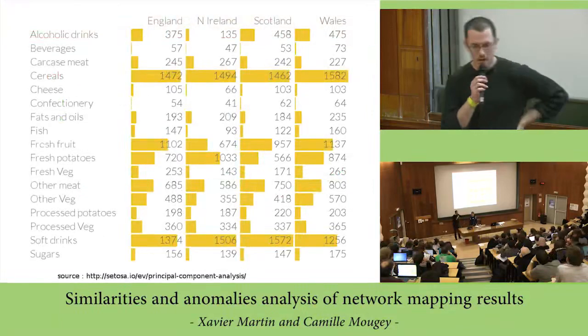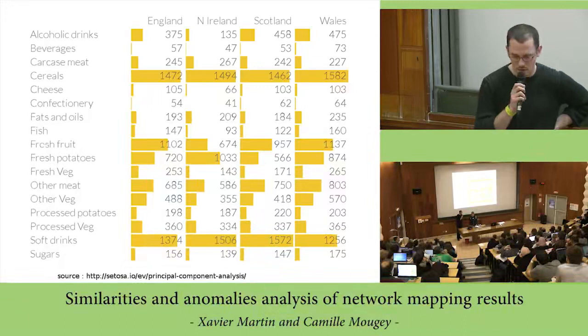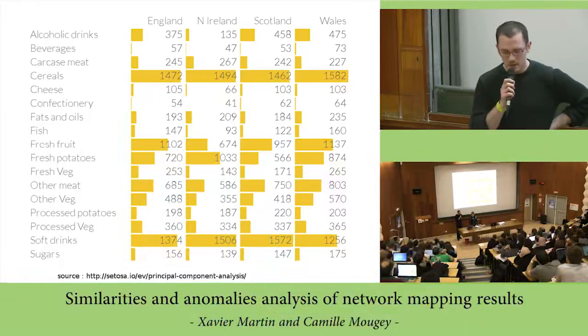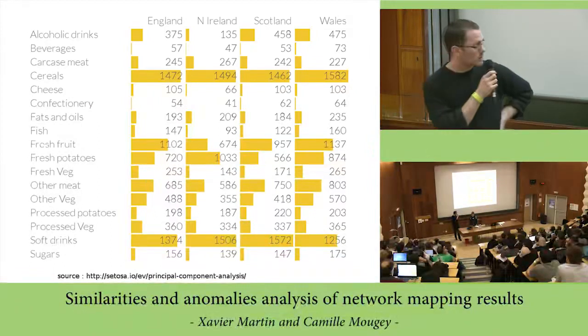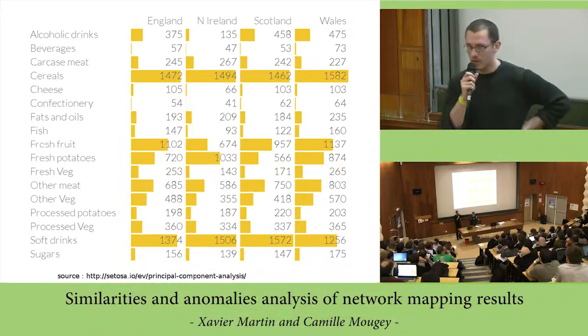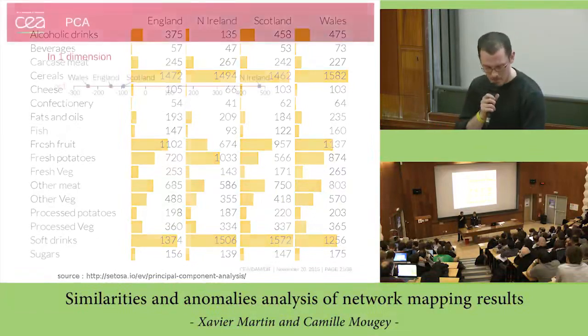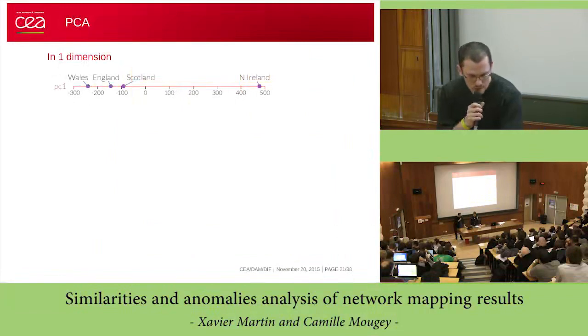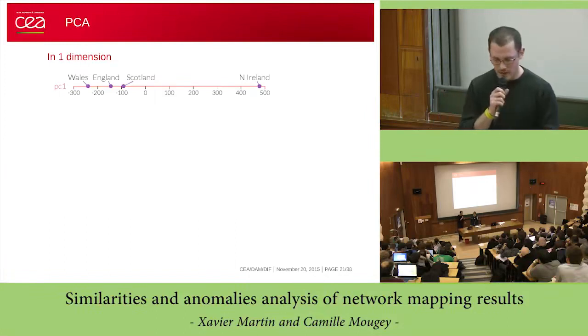So here's an example where it can be useful. This is a study about what people in Great Britain eat and drink, in grams per person per week. You see there are 17 foods or beverages in the chart, so 17 dimensions. You can see all the data are kind of different, but you cannot see a trend, or you cannot see it easily. But if you do the principal component analysis on those 17 dimensions, you get this. You will see that Northern Ireland seems pretty different from Wales, England and Scotland.